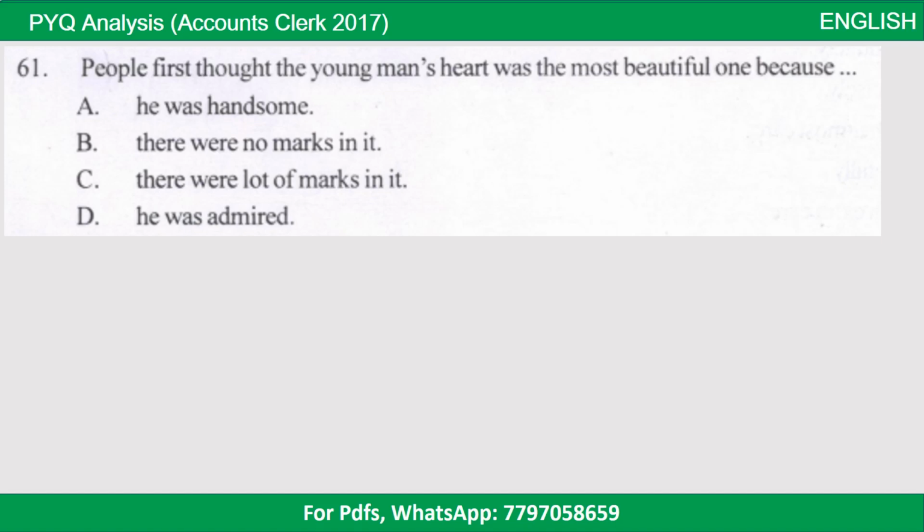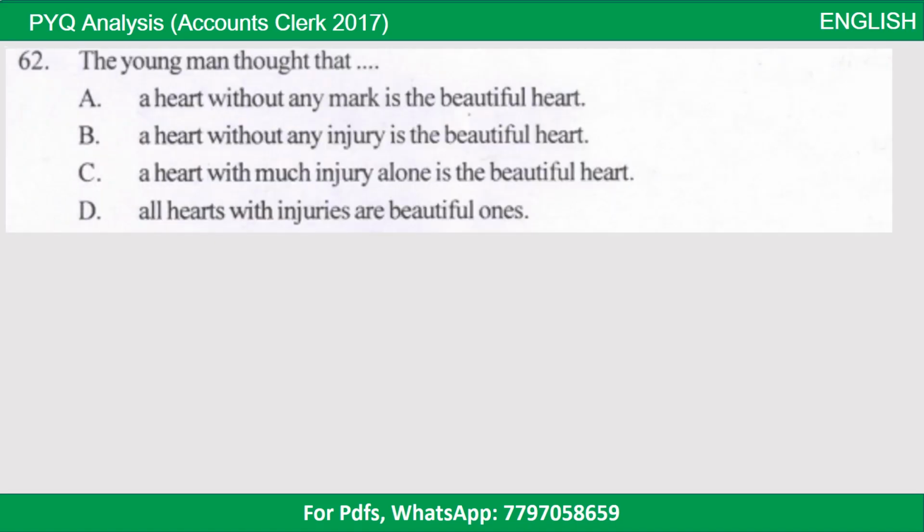People first thought the young man's heart was the most beautiful one because: option A, he was handsome; option B, there were no marks in it; option C, there were lots of marks in it; and D, he was admired. The most appropriate one will be option B, there were no marks in it. He was handsome, there were lots of marks in it, he was admired: they are all wrong. So the correct answer is option B, there were no marks in it. The young man thought that a heart without any mark is the beautiful heart.